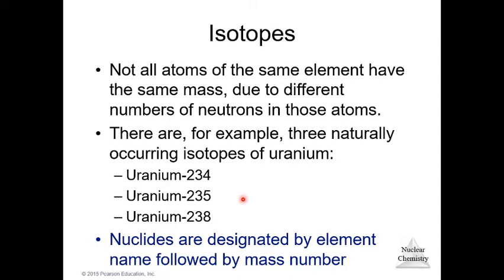In any case, when we want to talk about a specific isotope or a specific what we would call nuclide in a nuclear reaction, we give the name of the element followed by the mass number. So all my 3 uraniums up here, they all have 92 protons, but they have different numbers of neutrons. So they have different mass numbers.